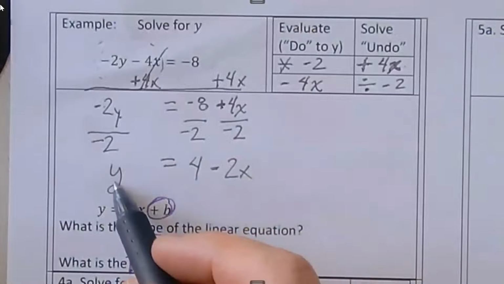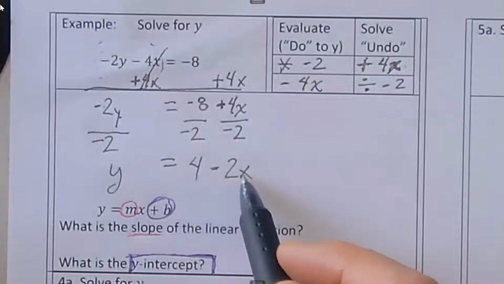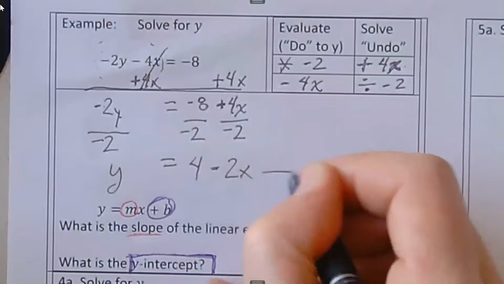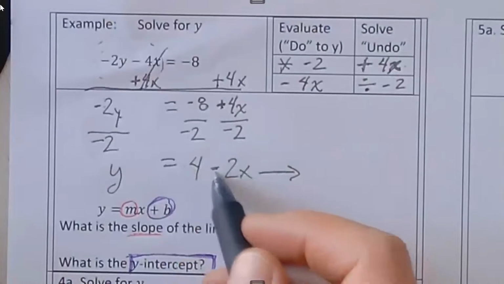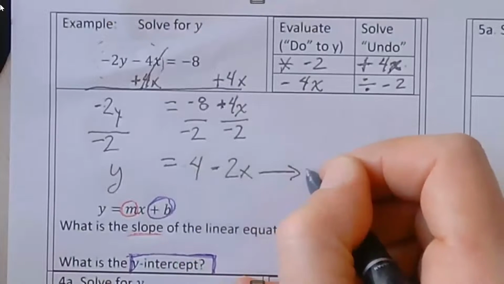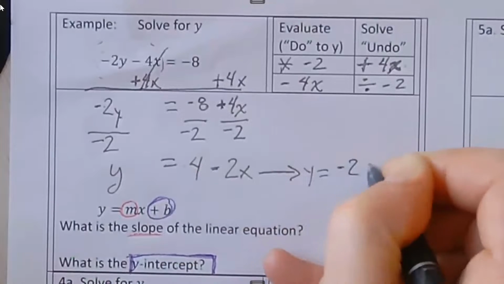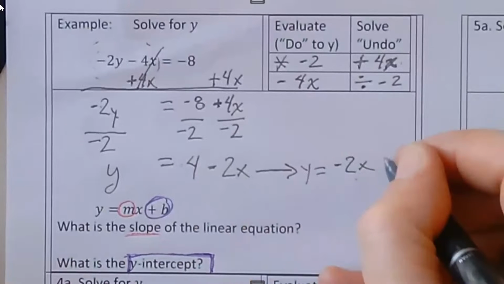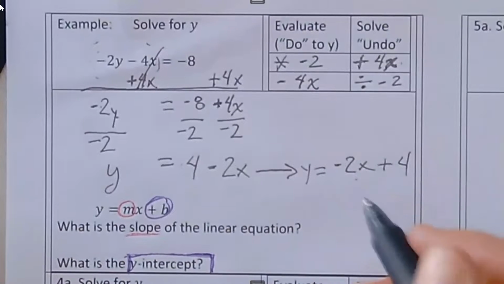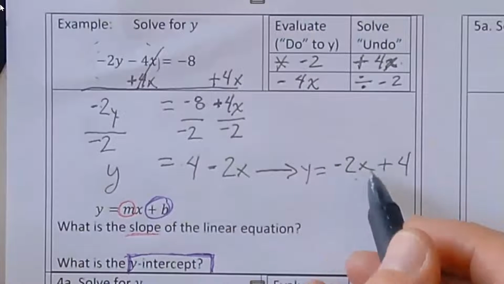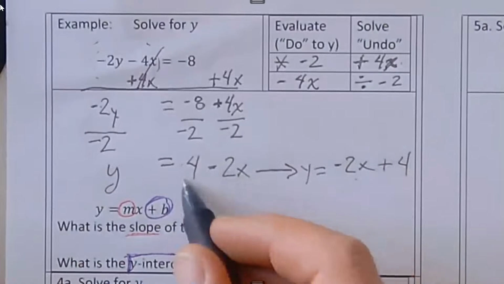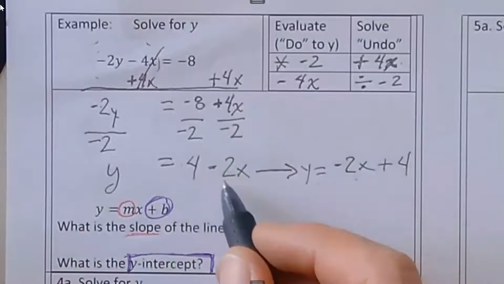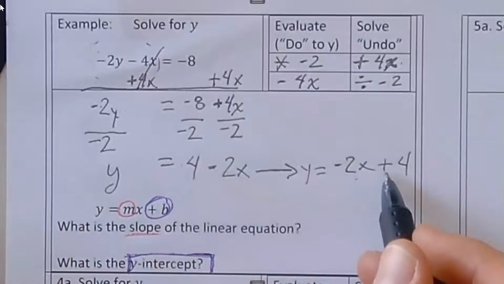So we can say y equals 4 minus 2x. And you also know that this is add 4 and then subtract 2x. So we could also write this as y equals negative 2x plus 4. We were just putting the slope and x as the first term and then putting plus 4 after it. So switch the order here. The negative is on the 2. The positive is on the 4.